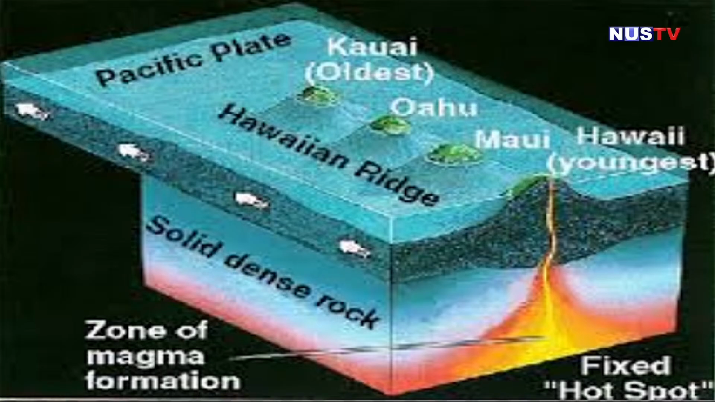Hotspots don't usually occur along these plate boundaries. They happen within a single plate, so it doesn't need two plates interacting or moving. It just happens when the hotspot is underneath a single plate. Okay?